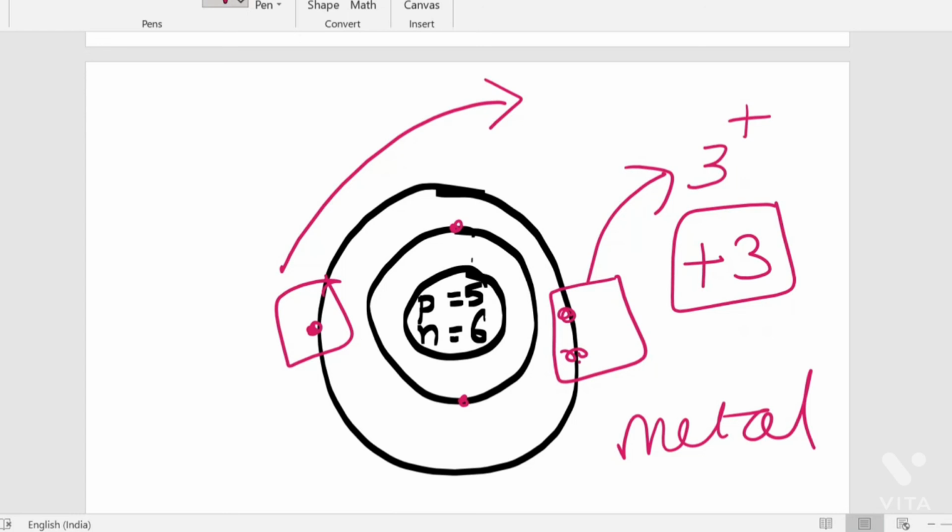So we'll continue this in the next part about 6 to 10 elements of the periodic table.